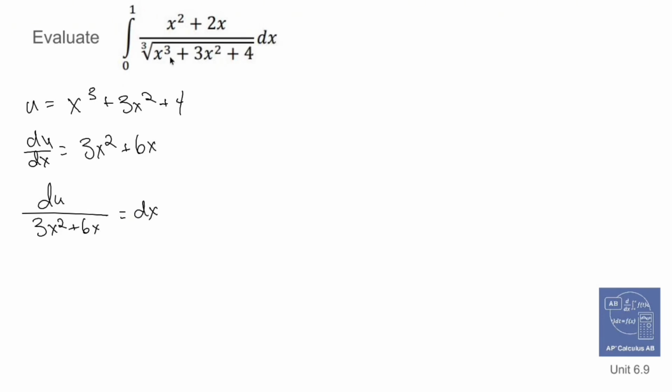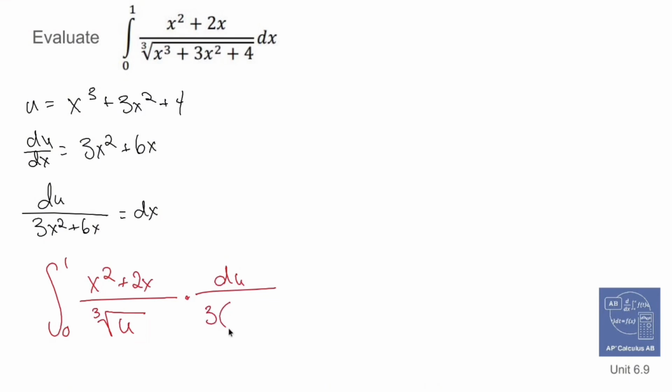Now let's take this up here, rewrite it, and replace. First off, x squared plus 2x, nothing happens. That's going to be over the cube root of u. And instead of dx, I'm going to write du over that. But while I'm at it, because I see some familiarity here, I'm going to rip out a 3, leaving me with x squared plus 2x. That allows these to cancel out.